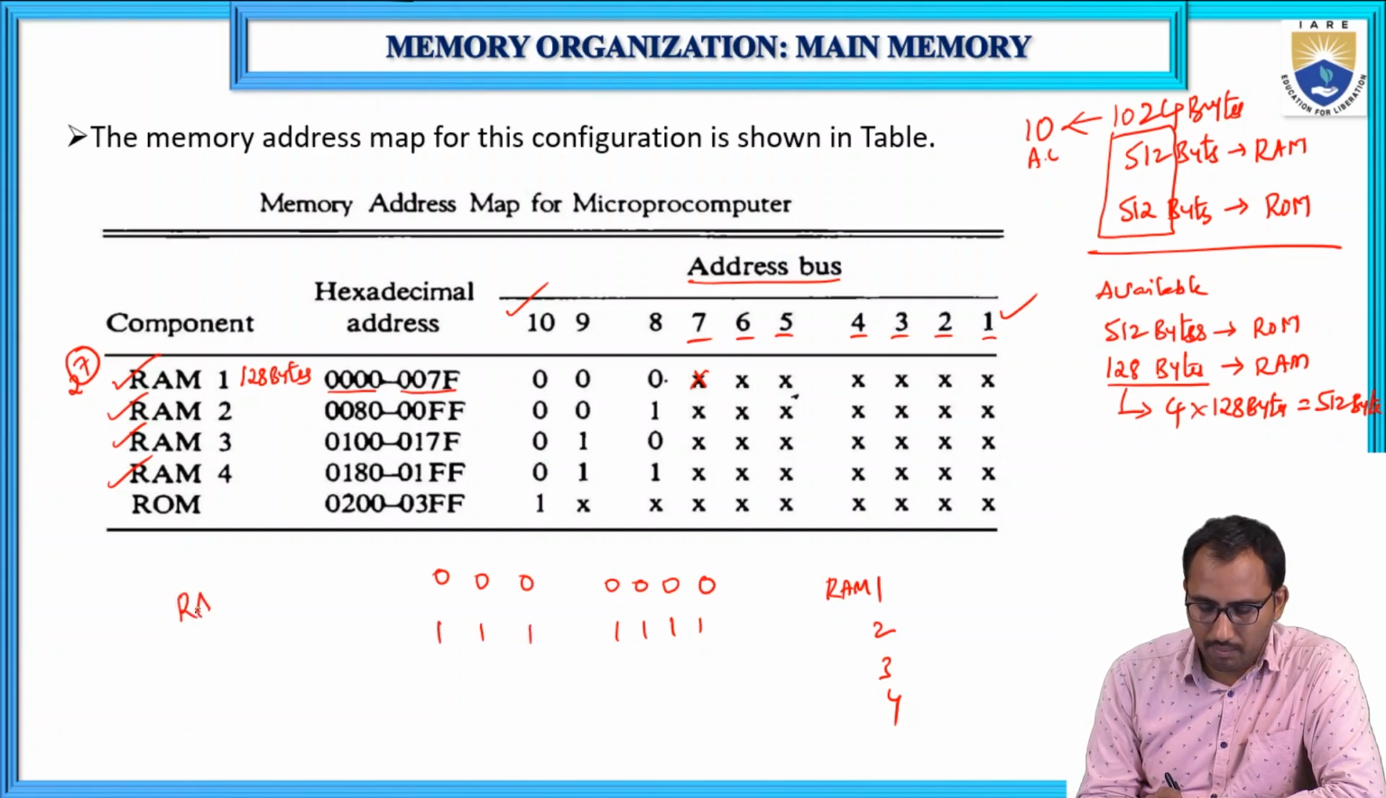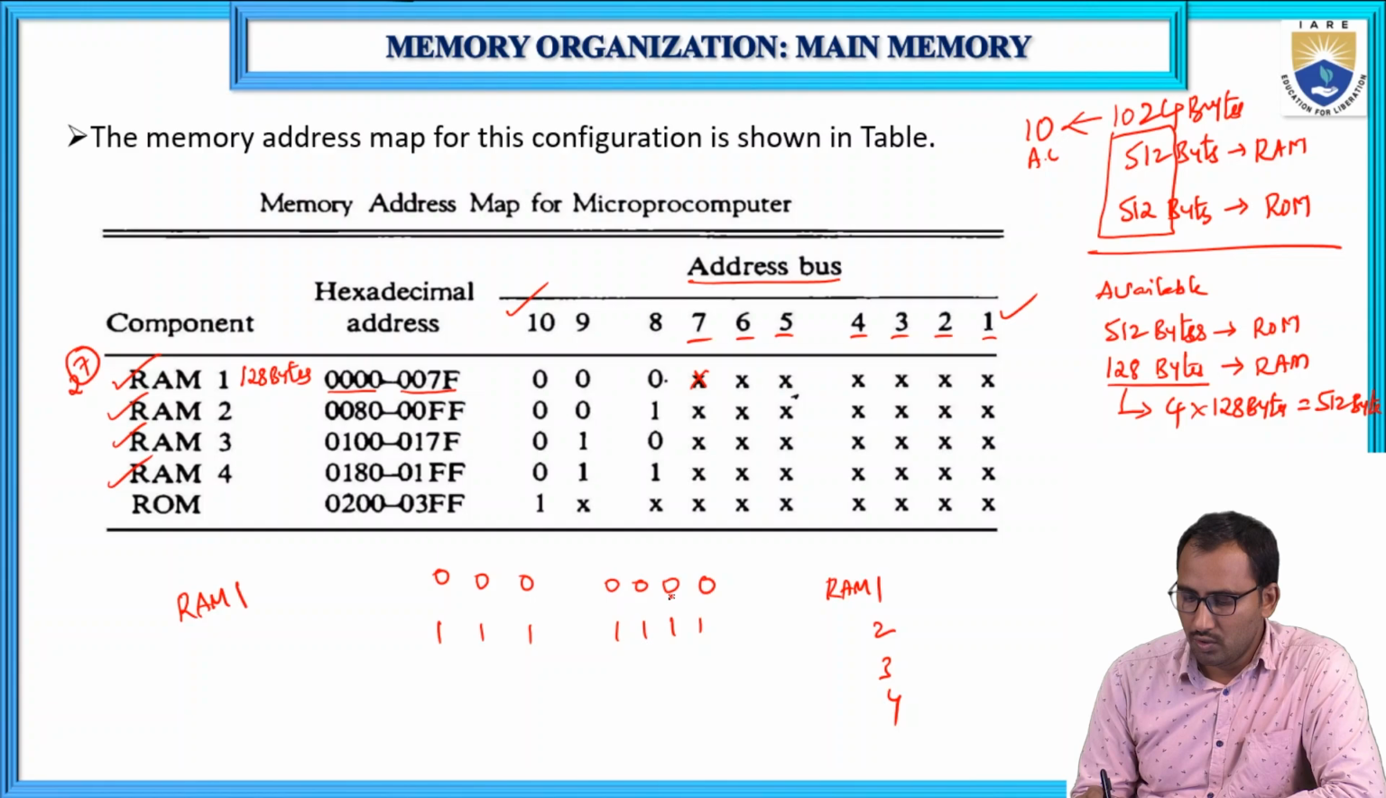So this is for RAM 1. What is its equivalent hexadecimal value? 0, 0 is the starting address. What is the ending address? 4 ones means F. Here 111 means 7.